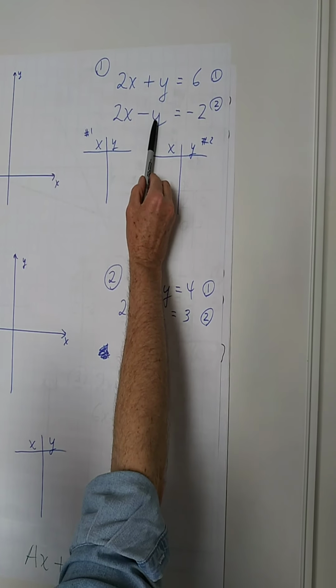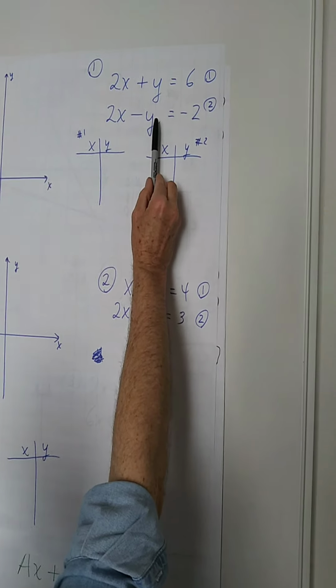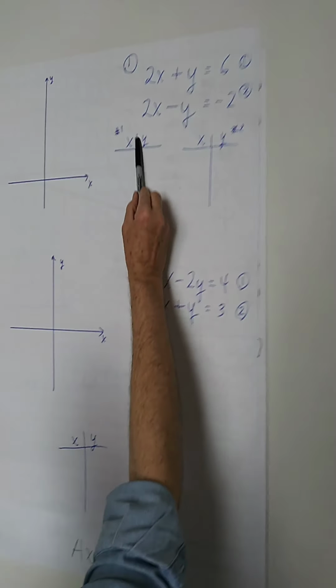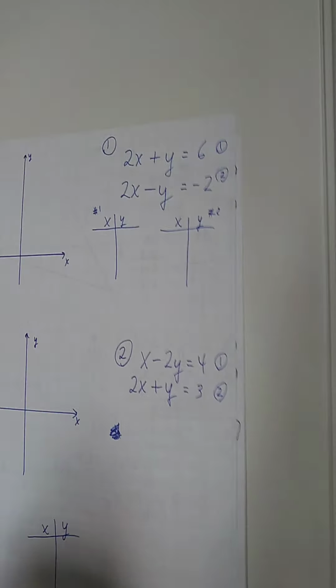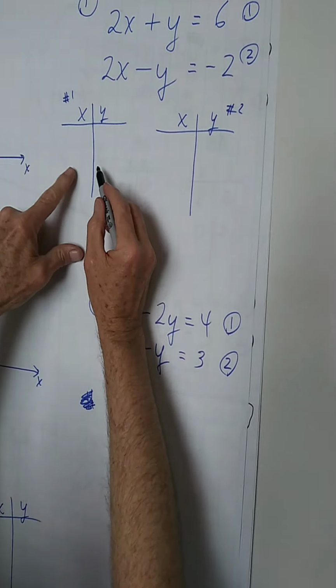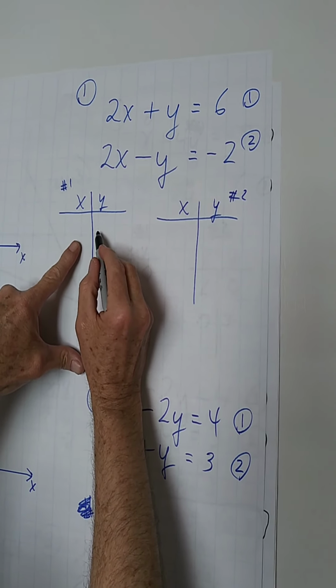So we're going to do number 1. And when we do number 1, I'm going to use the x and y intercept method. Here's the t-chart for number 1. Here's the t-chart for number 2. Now I'm going to try to keep myself out of the way from the camera and everything here. We're going to find the x-intercept first.